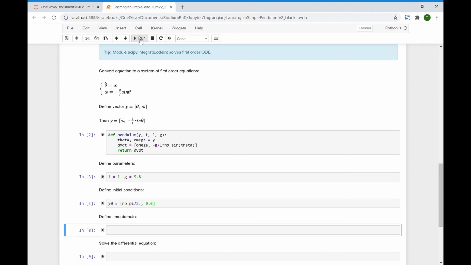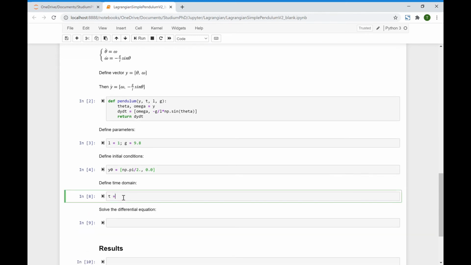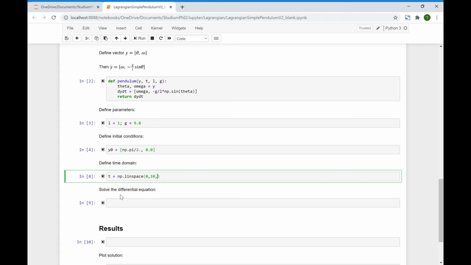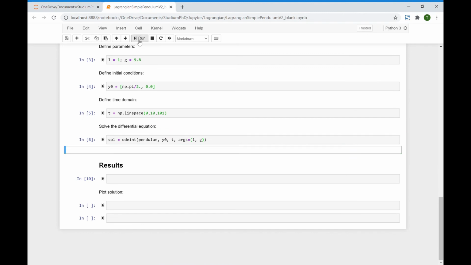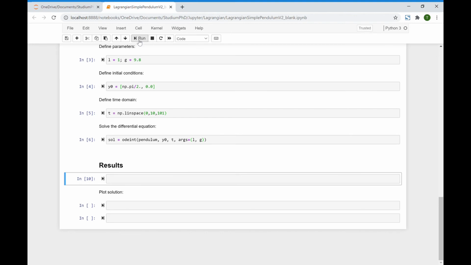Now we have to define the time domain. It's basically t, we use the function linspace, from 0 till 10. So we just create the points from 0 to 10, and we create 101 points. And now we have to solve the differential equation. So we use our function from the package, odeint, with pendulum, y0 is the initial condition, t is the time domain, arguments, and our length L and gravitational constant g. So now the system of equations is solved.